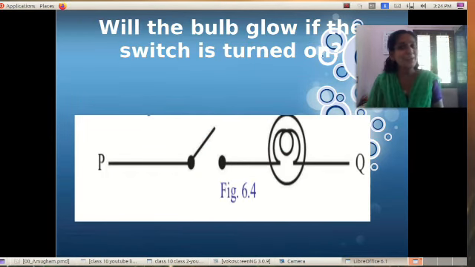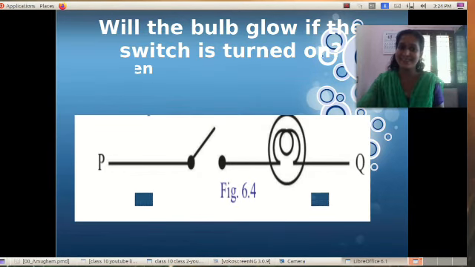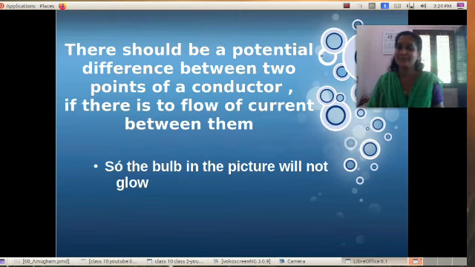Can you say, will the bulb glow if the switch is turned on? What is your answer? No, the bulb in the picture will not glow. What is the reason? There should be a potential difference between two points of a conductor if current is to flow between them. In a circuit, there needs to be a potential difference: a highest potential point and a lower potential point, a highest energy area and a lowest energy area. Then only the charge flows, then only the current flows.